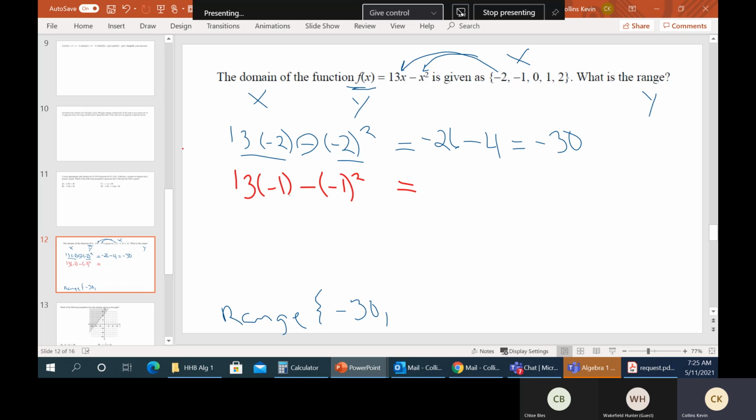So then we're going to do 13 times negative 1, that's negative 13. And then we're going to do minus 1 squared, which is going to be positive 1, right? But then we still have the negative sign out front. So that'll be minus 1 more. So minus 13 minus 1, minus 14. So that'll be our second guy.